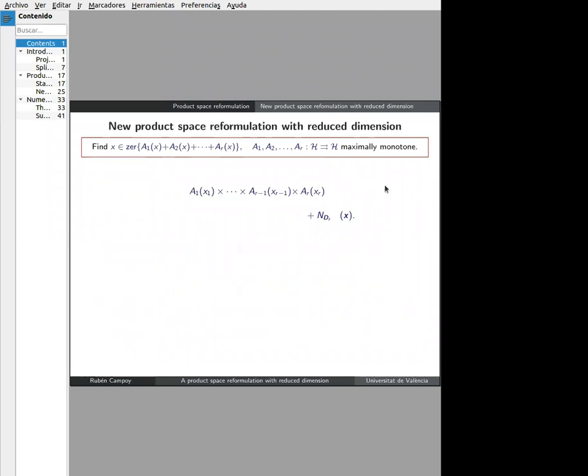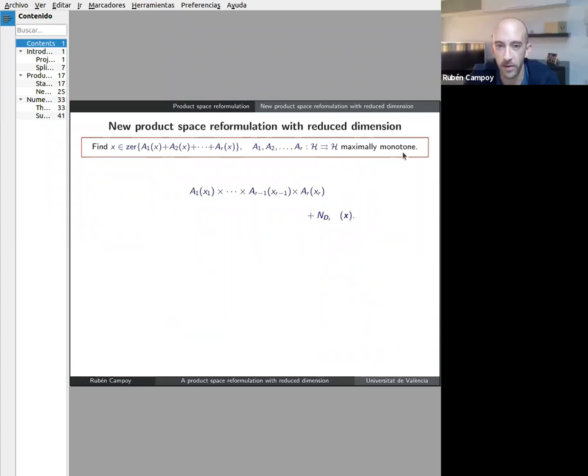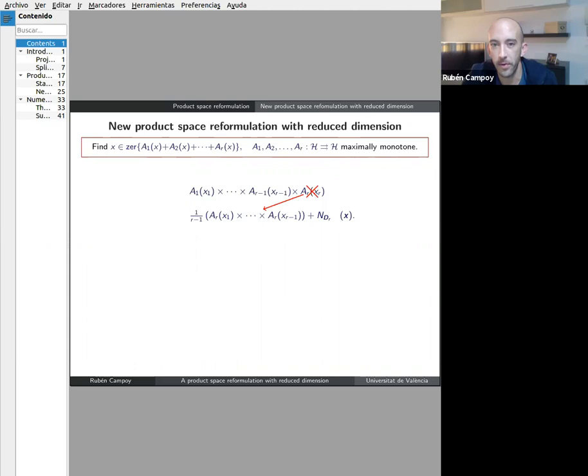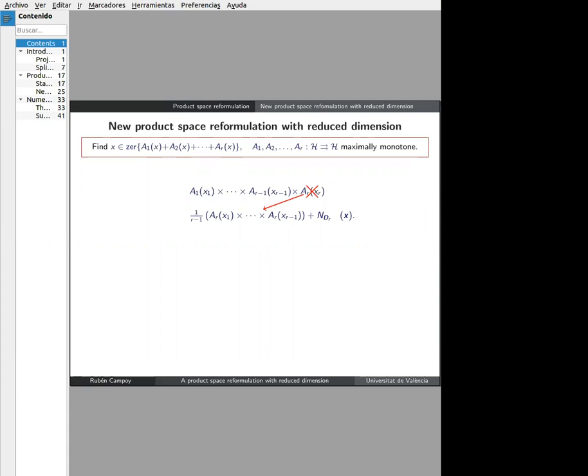This is the standard product space reformulation. We consider the product operator and the normal cone to the diagonal. So in here, what we do is remove one of the operators from here and merge it with the diagonal. So now in the original product, we have only R minus 1 operators. So here I consider R minus 1 copies of the remaining operators, the R.